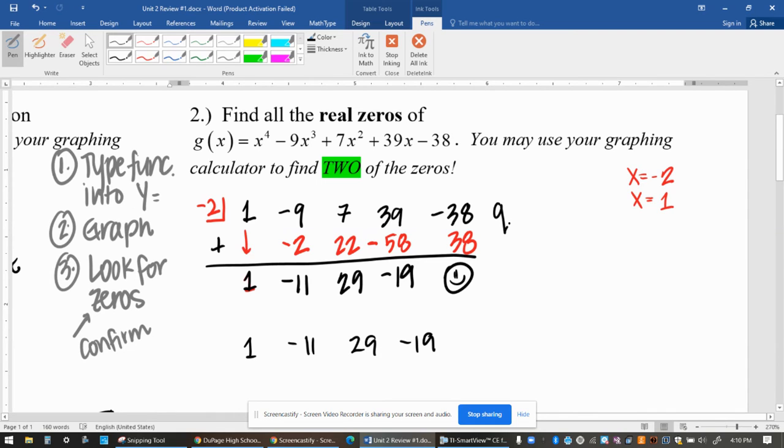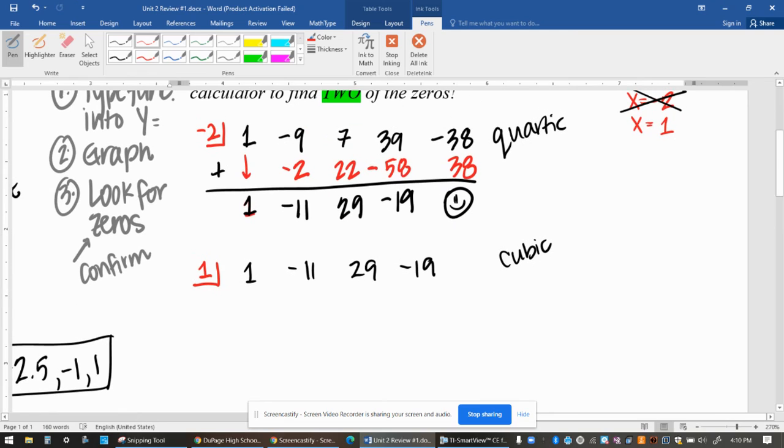So we started with a quartic. Now we have a cubic. And we already used the 0 of negative 2, so now I'm going to use positive 1 and repeat the process. The directions said that I could use 2 zeros, so I already used one of them. Time to use the second. So bring down your first column. Now remember, carefully make sure that you're multiplying correctly and adding, right?